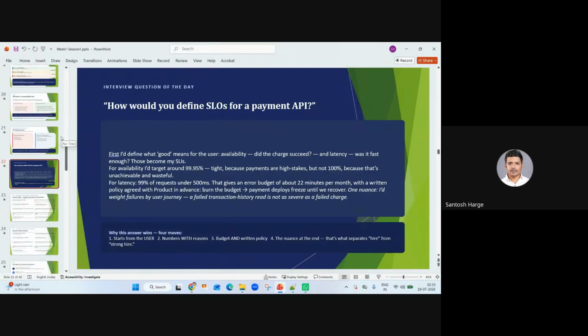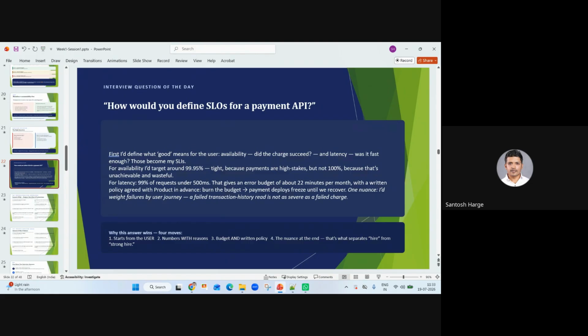You can consider any critical application from your organization, correlate it with this approach, and prepare your answer accordingly. Now, if you consider the payment API, what all do we need to consider? First of all, the availability. For a payment, the main aim is to perform the payment successfully. So what is good for this particular feature? If the transaction succeeded, that is good.